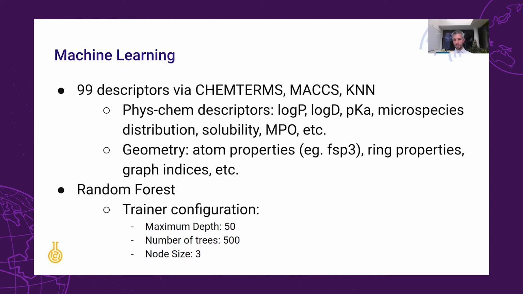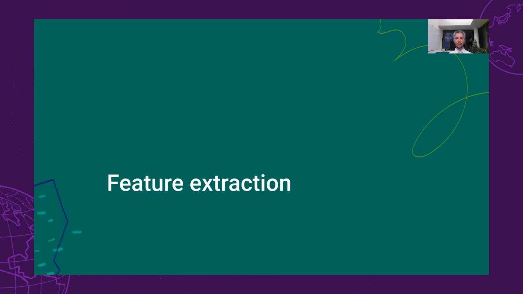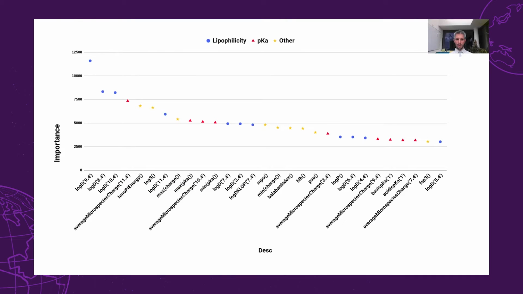We are building a random forest model, and we also spent time on optimizing the parameters. But the first step is the feature extraction to be able to know which properties are correlating with the measured activity. And I'm showing you the descriptors with their importance values calculated from the individual decision trees in the random forest. And as you can see, the lipophilicity related properties that are colored with blue are the most important ones, the logD at a given pH.